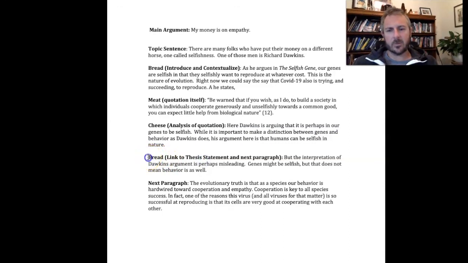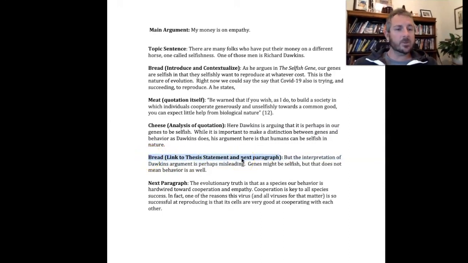And then finally, for the quotation sandwich, you have the bread. Now, this is really just the bottom piece of bread. Otherwise, you have an open-faced sandwich, and it can be really kind of difficult to eat.